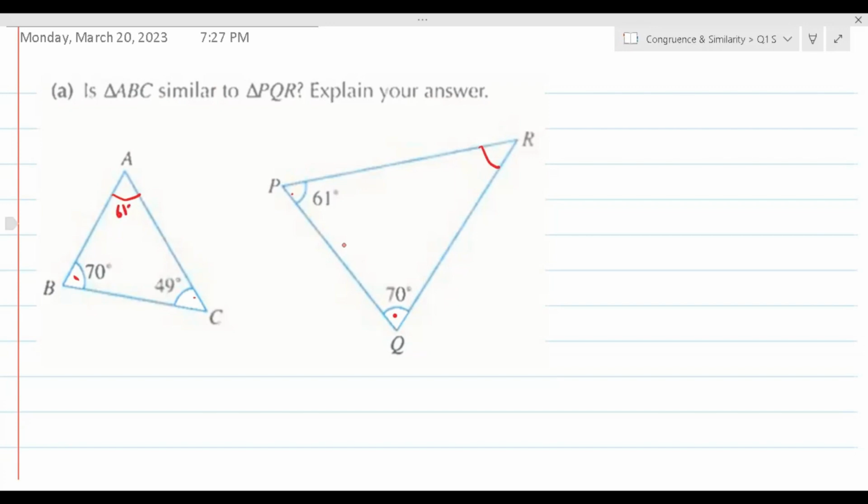Now if this is 61, और अगर इन दोनों को ऐड किया और फिर 180 से सब्ट्रैक्ट किया तो 61 आया, ऑब्वियस है कि जब हम 70 और 61 को ऐड करेंगे और 180 से सब्ट्रैक्ट करेंगे तो फिर आंसर यहाँ पे हमारे पास 49 degrees आएगा. This shows that all three angles are same. So if all three angles are same, the shape is supposed to be similar. So yes, we can say that these two triangles are similar.